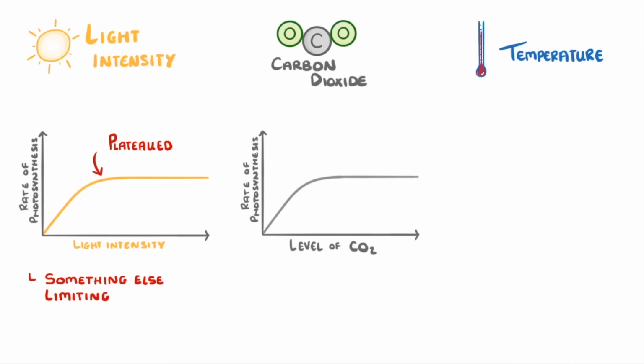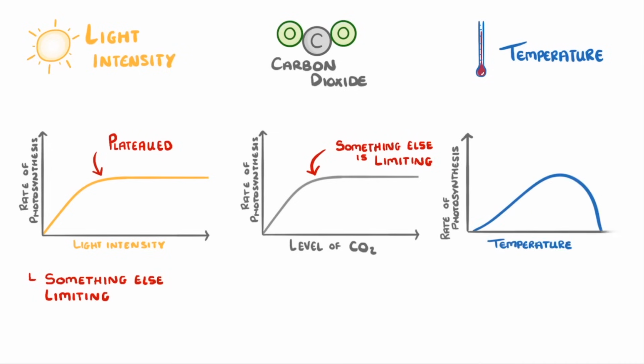We can draw a similar graph for carbon dioxide. As carbon dioxide is one of the reactants for photosynthesis, the more of it a plant can get, the higher the rate. But just like light, after a while it plateaus, because when carbon dioxide is plentiful, something else will become the limiting factor.